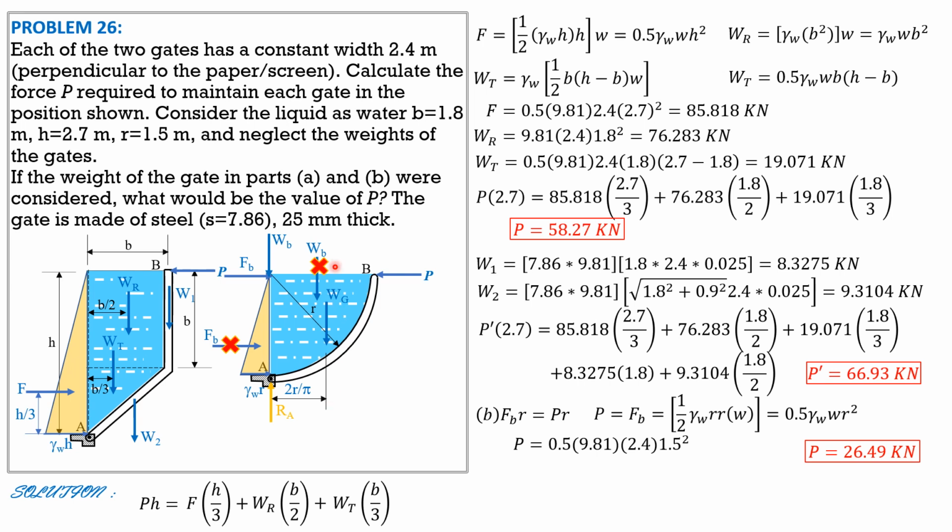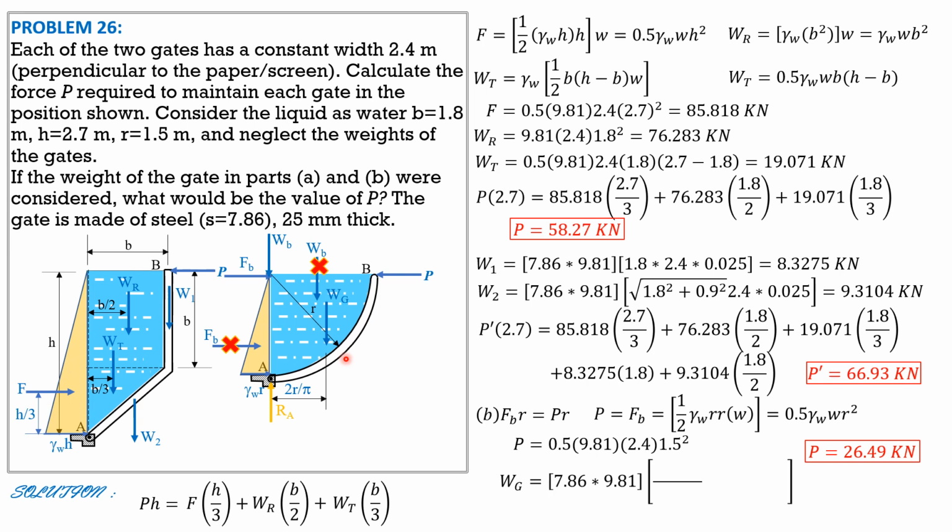Everything is known. So the weight of the gate is the length of this arc times the width perpendicular to the board, that's the surface area, times the thickness 0.025. The length of this arc, because this is a quarter circular arc, is pi r over 2. Because the circumference of the whole circle is 2 pi r, then divide it by 4, so pi r over 2 times width 2.4 times thickness 0.025.